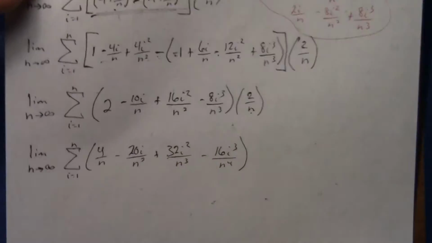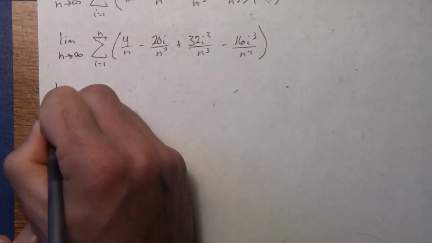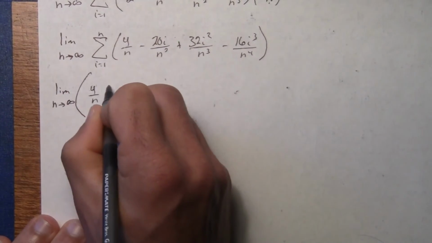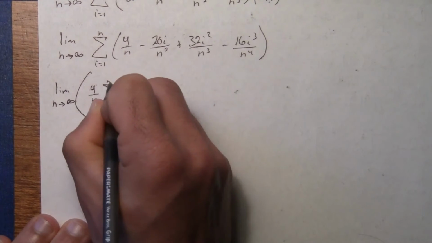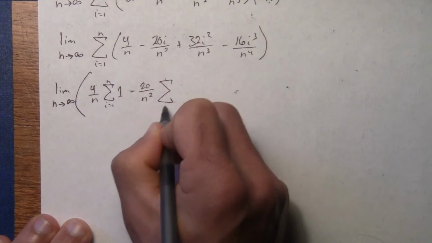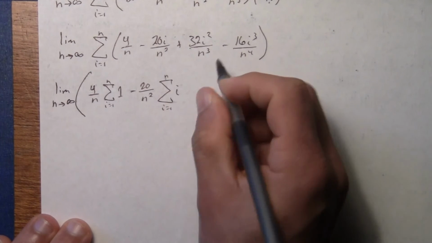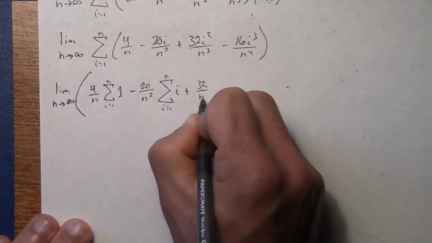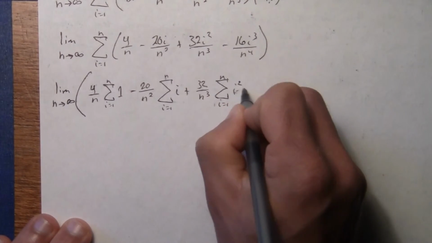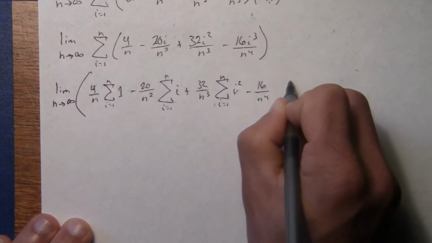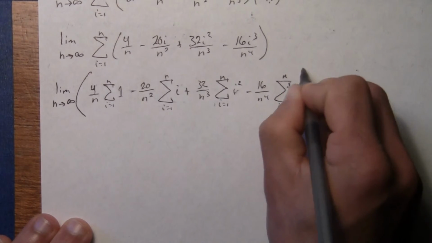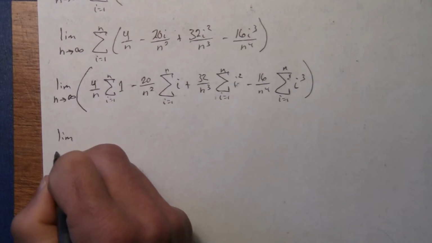And now I can pull everything apart. So I've got the limit as n approaches infinity of, I'm going to factor out the 4 over n, which would leave me with a 1. So there would be a 1 here, minus factor out the 20 over n squared, which is going to leave me with the sum of just i, plus factor out the 32 over n cubed. That is going to leave you with the sum of i squared. Factor out the 16 over n to the 4th, and that is going to leave you with the sum of i to the 3rd. And so now I have the limit as n approaches infinity.